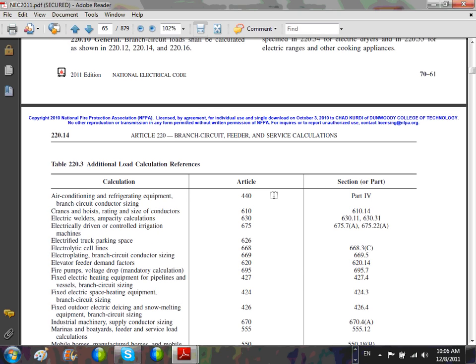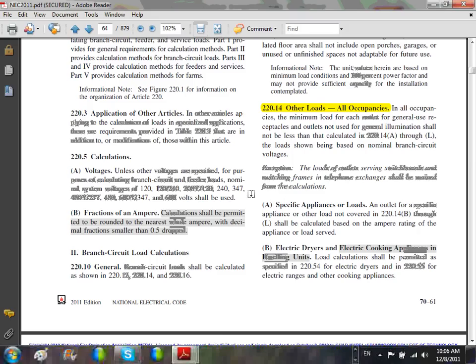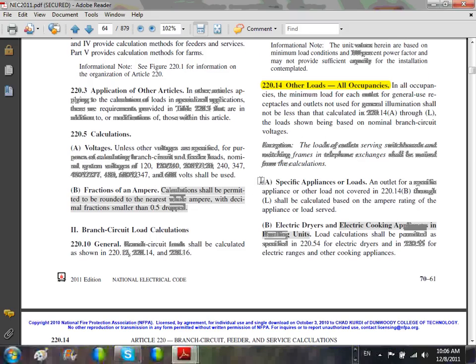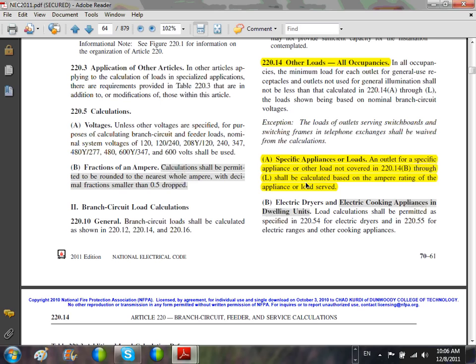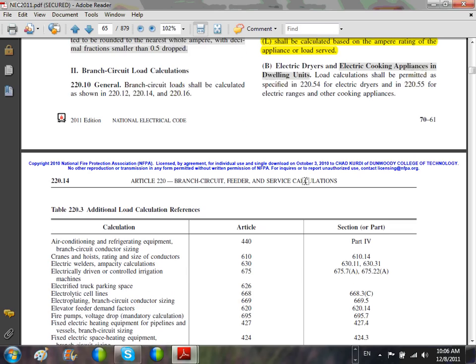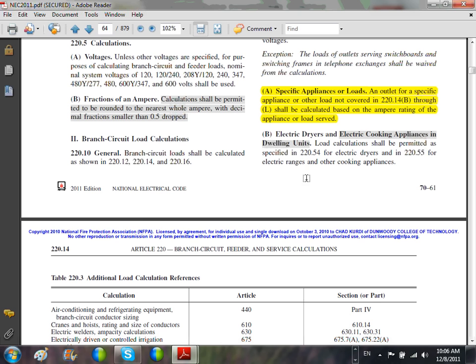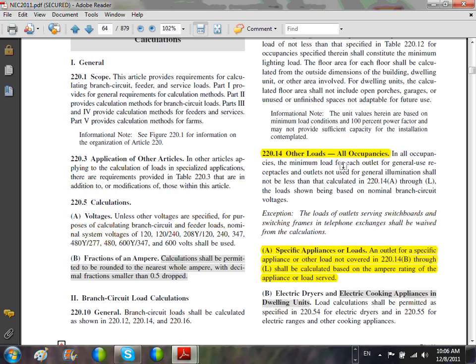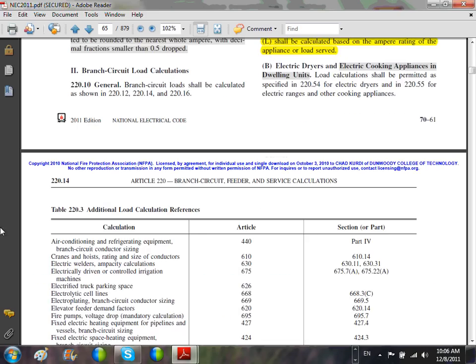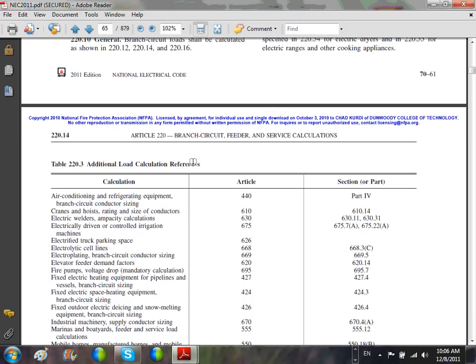All right, here we go. 220.14(A), specific loads. If you look at specific loads, it says any outlet for specific appliances shall be based on this 220.14(A). And it refers you to 220 dwelling, electric heat, 220.54. There's one article that refers you to this table here, the calculation. I want you to highlight this table, guys.